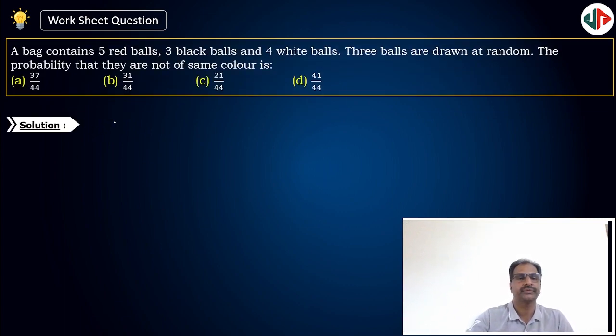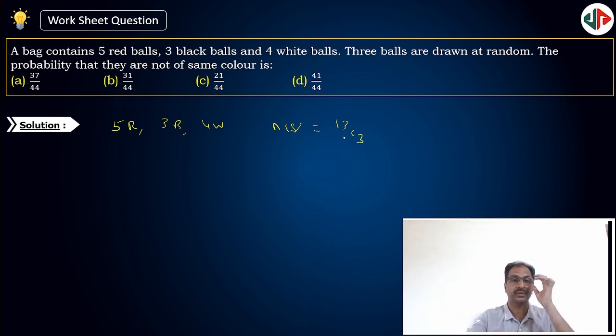A box contains 5 red balls, 3 black balls, and 4 white balls. 3 balls are drawn at random. So, what is n of S? Altogether, we have 12 balls, out of which you have to select 3, 12C3.